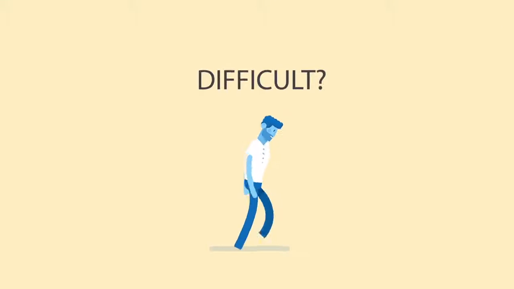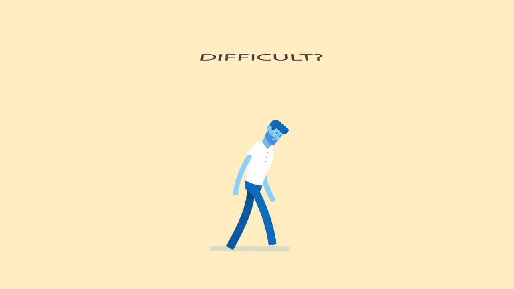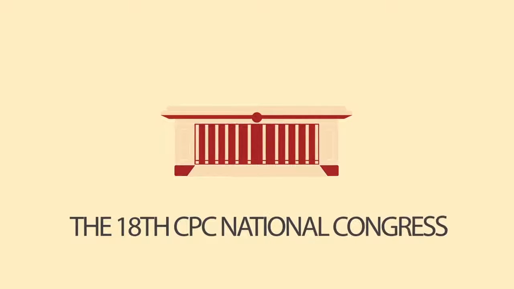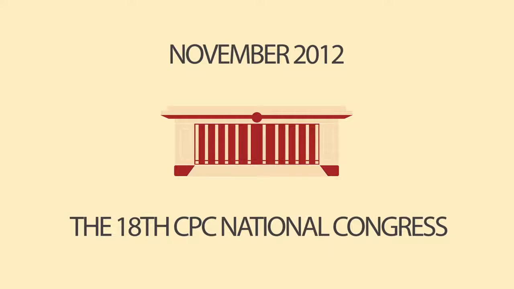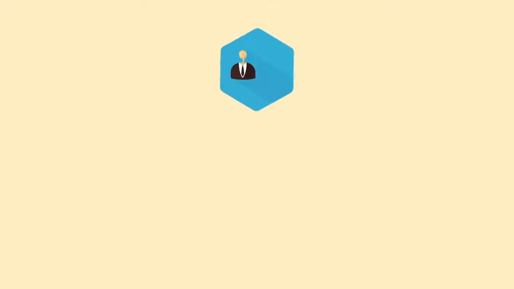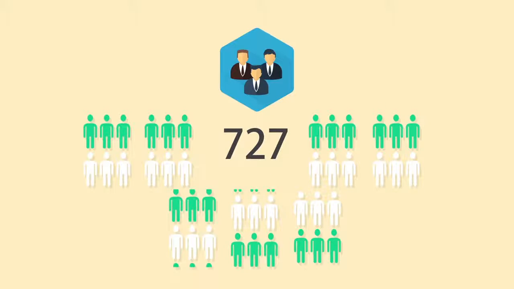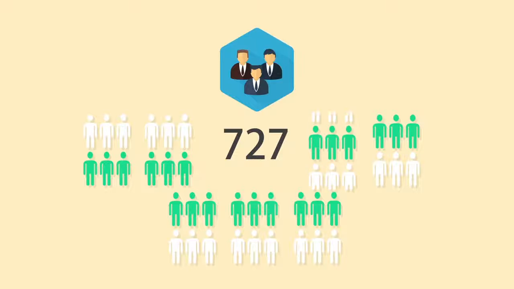If you think the process to be chosen as a regular party member is complicated, then how hard must it be to become one of the top party leaders? Take the 18th CPC National Congress, which took place in November 2012, as an example. From July 2011 to June 2012, the CPC Central Committee and the CPC Central Commission for Discipline Inspection selected 506 members for the two organizations from 727 candidates.